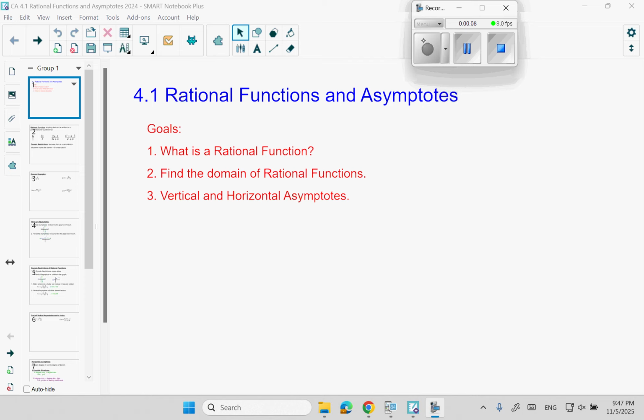So, some things we're going to talk about here. What is a rational function? Find the domain of rational functions, and of course, vertical and horizontal asymptotes.